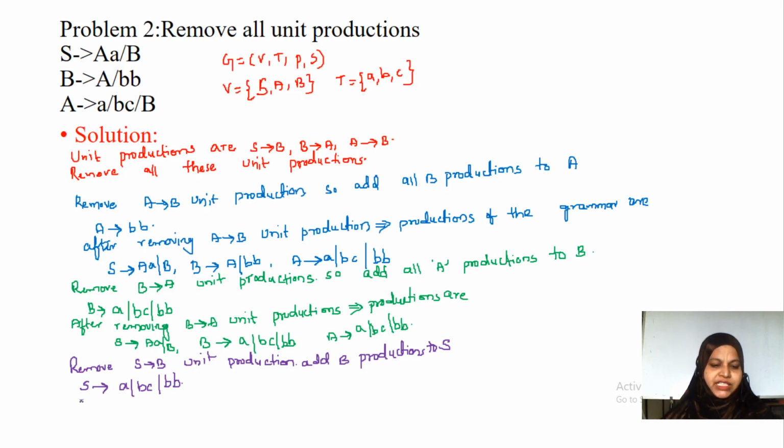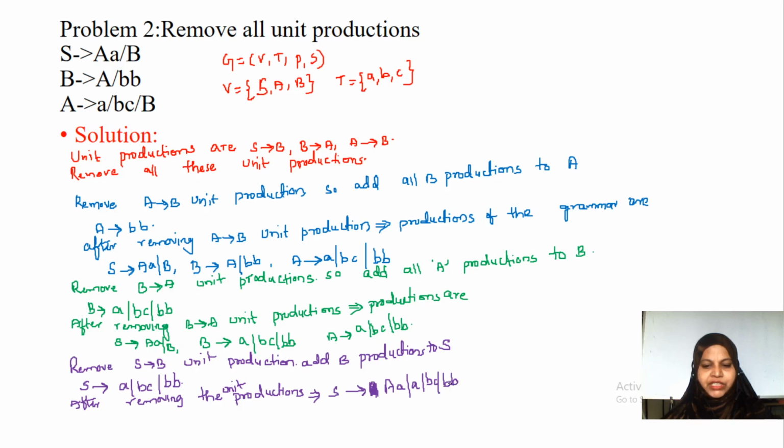After this one, what is S here? After removing the unit productions, what is S production? S production is S tends to A here. Then the remaining are S tends to B is there, A tends to B, C and B, B, B, C and B, B.